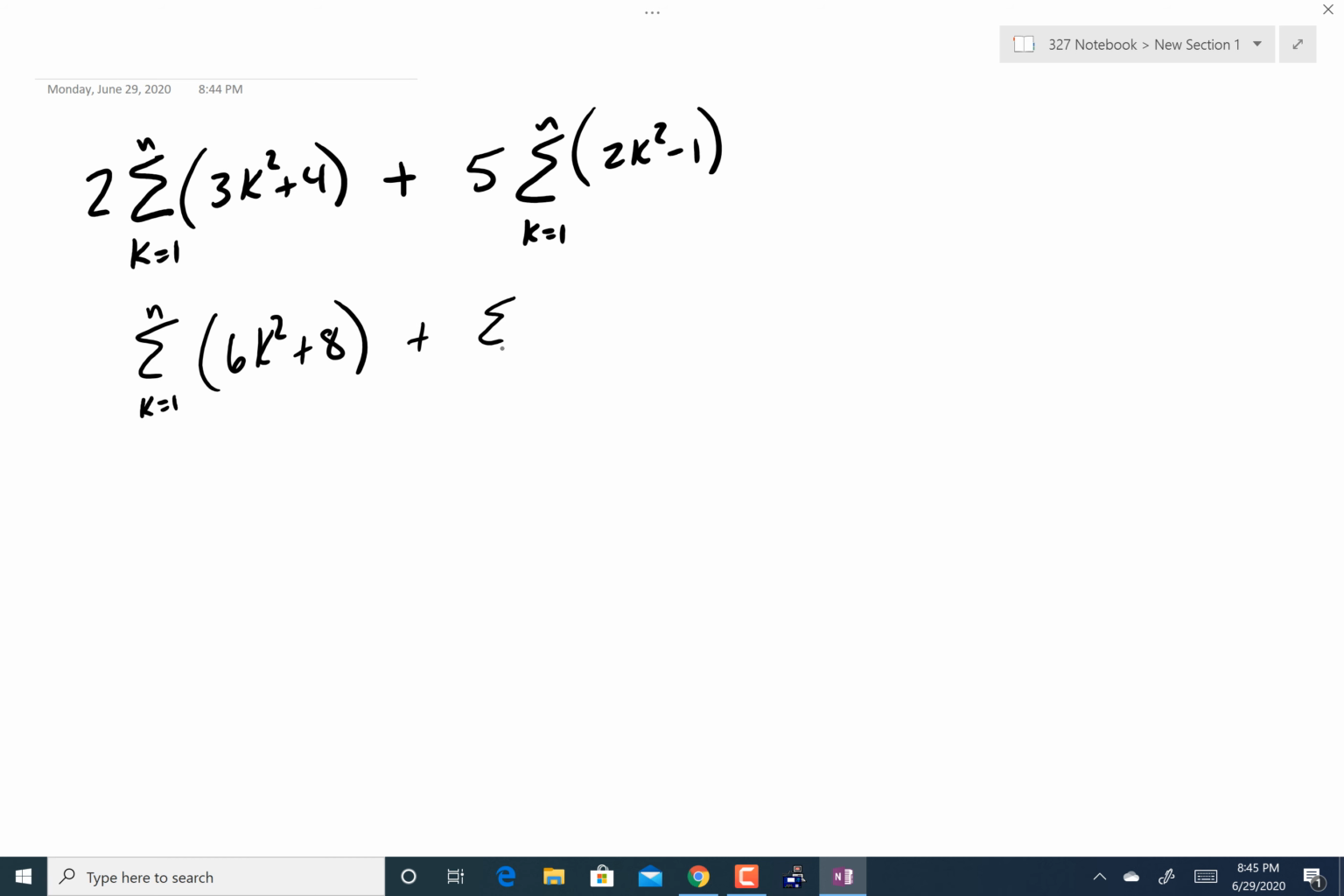This guy is going to be the same, of 10k squared minus 5. Since the summations are the same, it's just going to be 16k squared plus 3.